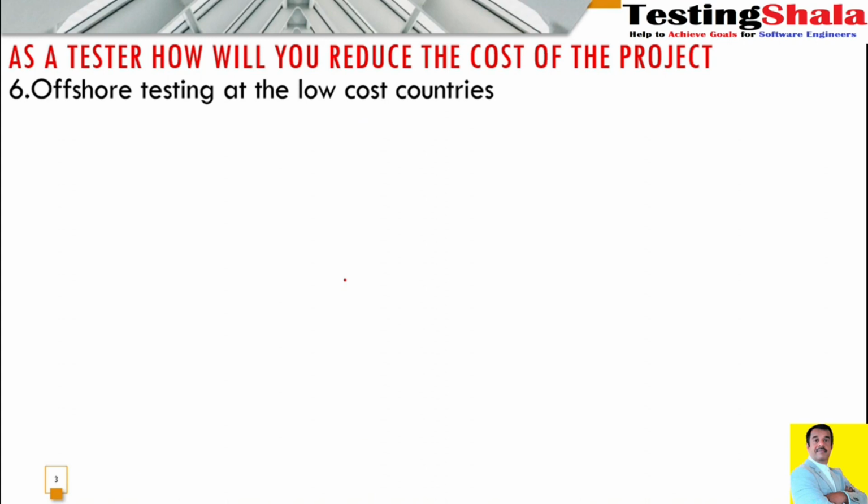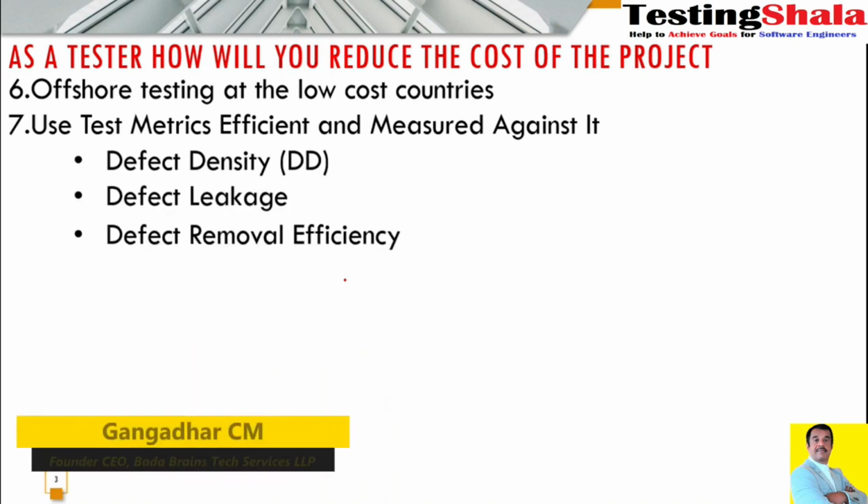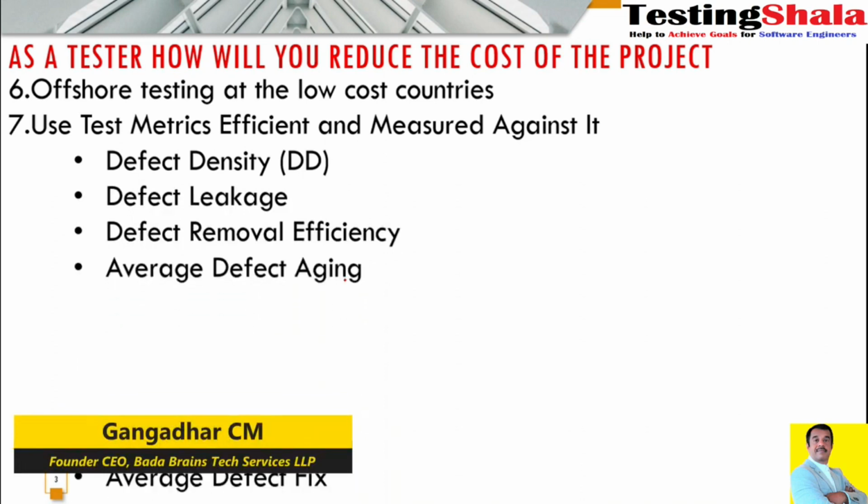And the seventh important crucial thing is that we want to use our test metrics efficiently. As and when we start measuring test metrics effectively on every activity we perform in the testing project, we can measure things, track how efficiently we are doing, and fix the gap.